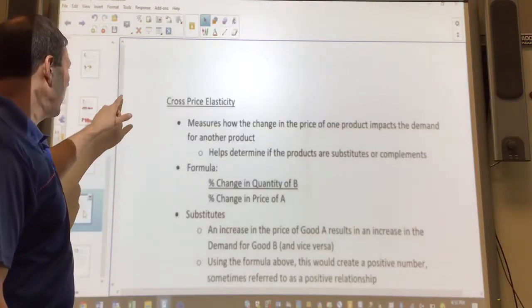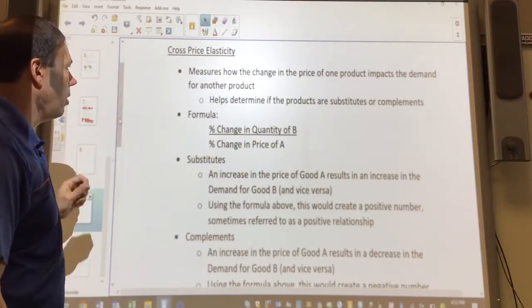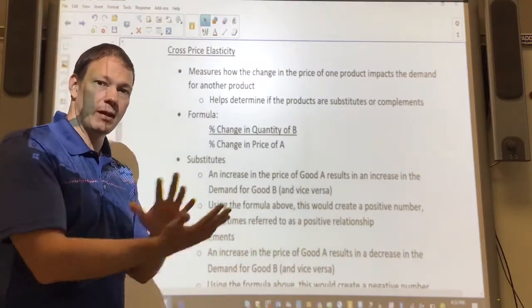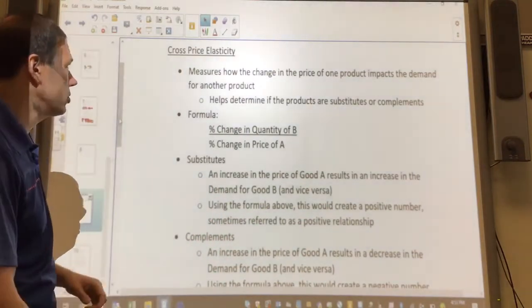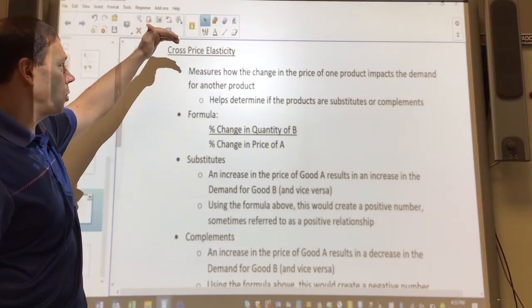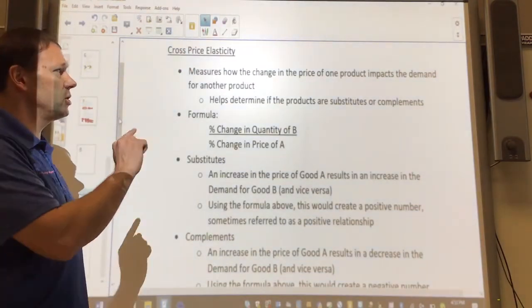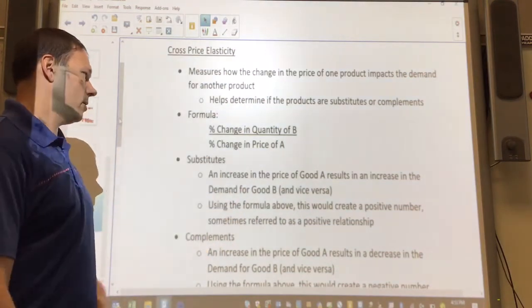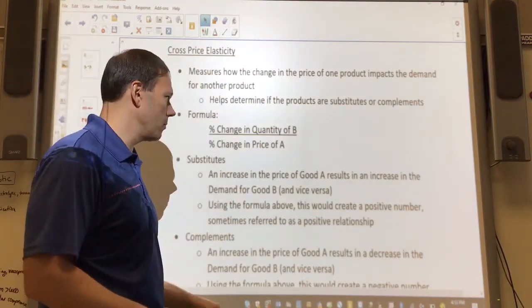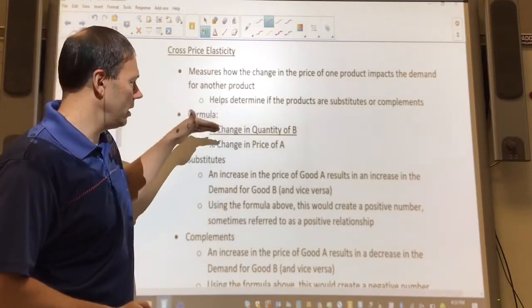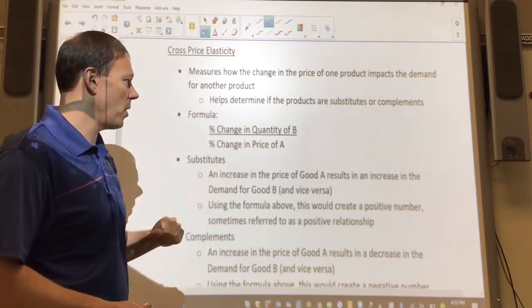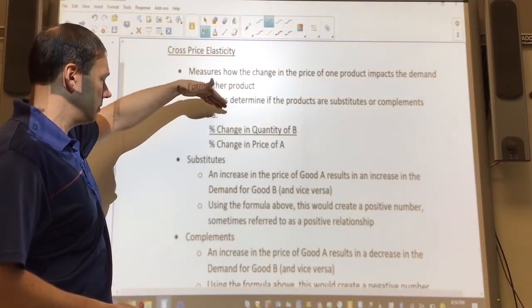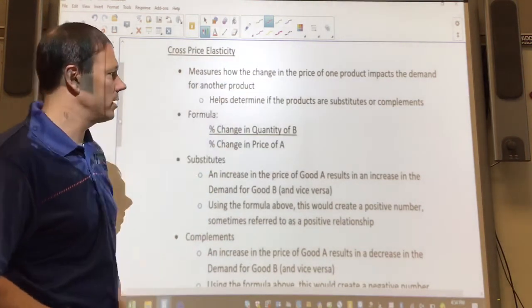All right, and then of course we have two other types of elasticity. We look at cross-price elasticity. This goes back to when we talked about substitutes and complements, and how they affect each other. So remember, cross-price elasticity is how the change in the price of one item affects the demand for another item. And so our formula, kind of the same as what we did a moment ago: percent change in price, in this case price of good A, underneath, the percent change in the quantity of good B.